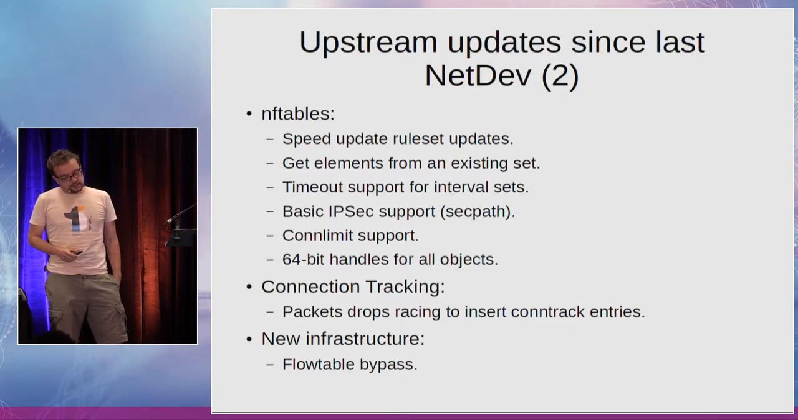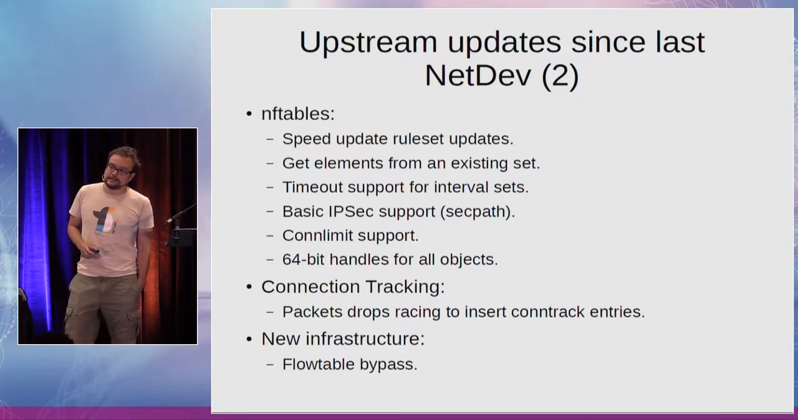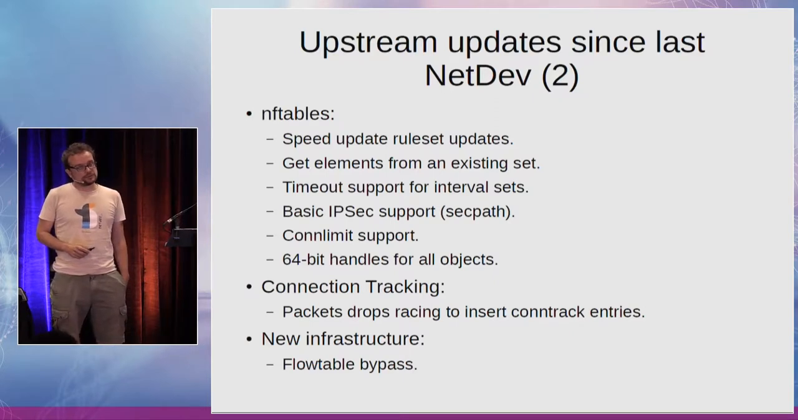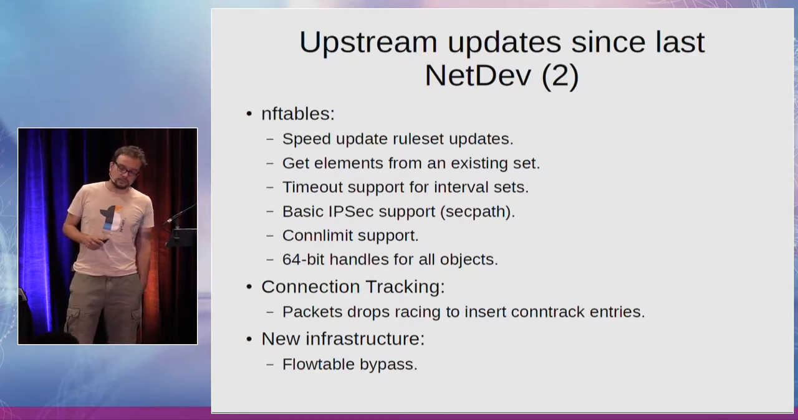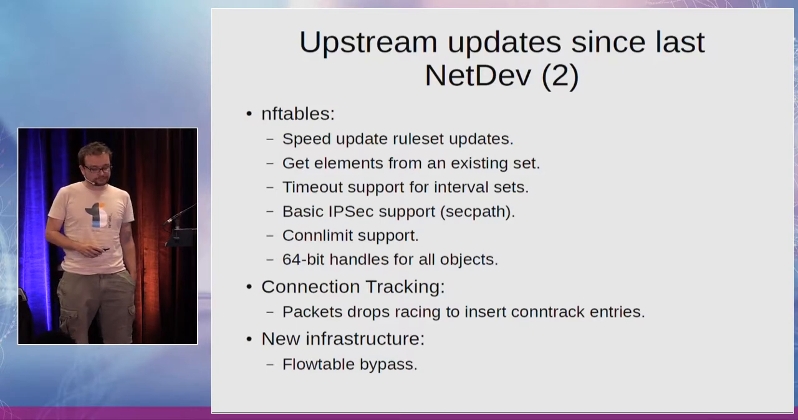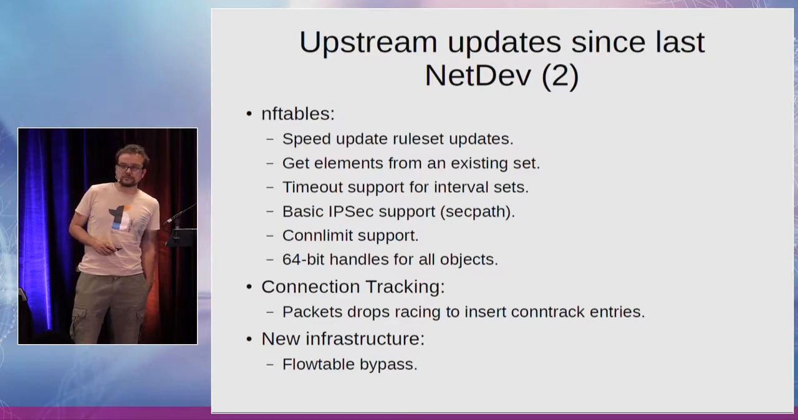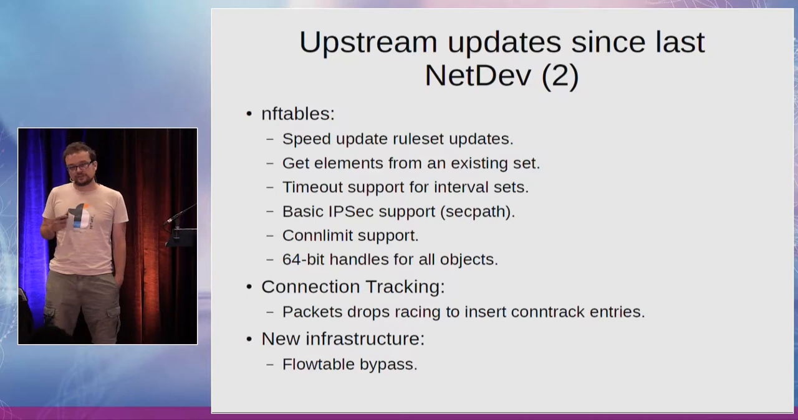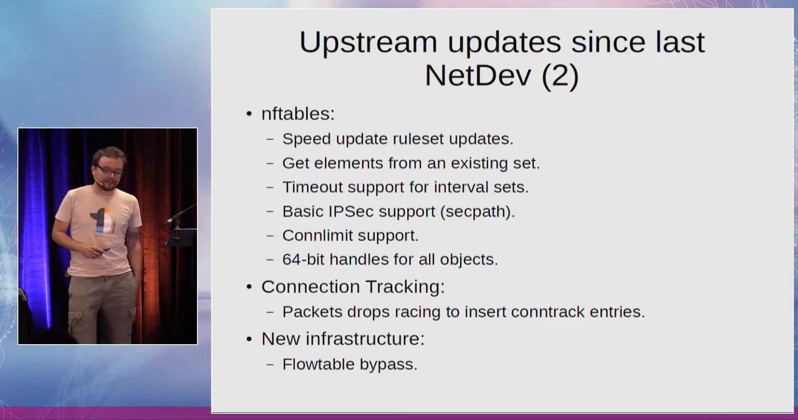Connection tracking: we got a fix for a long-standing problem. That is basically that connection tracking could drop packets that are racing to insert conntrack entries from the confirmation path. And this problem is quite easy to trigger if you combine it with NFQ. So basically what we are doing now is that from the NFQ path we have a routine that is going to check if one of the packets lost a race. It's going to trigger a re-lookup, and it's going to touch the conntrack entry that actually won the race, and it's also going to undo the mangling that happened to the packet that lost the race.